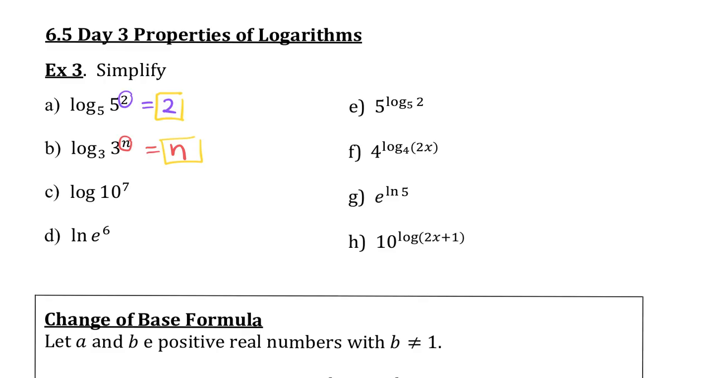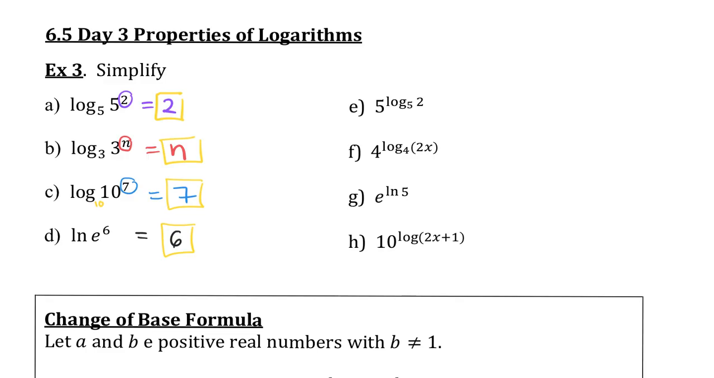So for C, the log of 10 to the 7th. Okay, well, this is common log, so the base is 10, so it's saying, if the base is 10, what's the exponent? Well, the exponent is 7. I see it. It's right there. Okay, what about the ln of e to the 6th? Okay, 6. It's saying what is the exponent when the base is e? Well, I can see it's e to the 6th, so the exponent is 6.